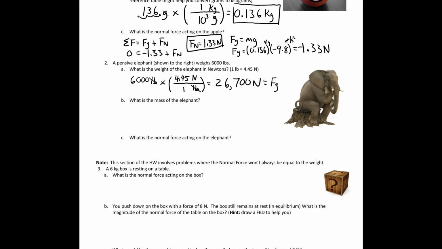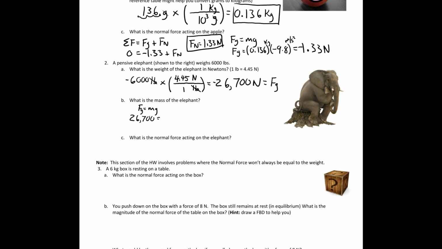That's the force due to gravity. It's the weight in newtons. And it's acting downward, technically. All right. So it says, what is the mass of the elephant? Well, if you know Fg, the weight, you could do Fg is equal to mg.